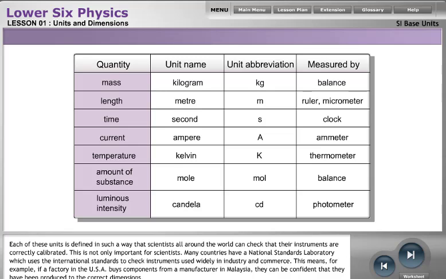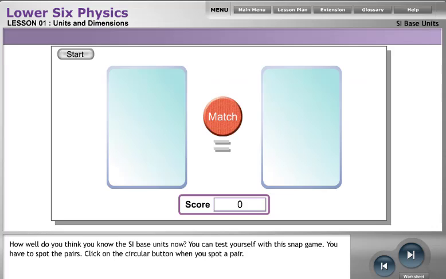Each of these units is defined in such a way that scientists all around the world can check that their instruments are correctly calibrated. How well do you think you know the SI base units now? You can test yourself with this snap game. You have to spot the pairs. Click on the circular button when you spot a pair.